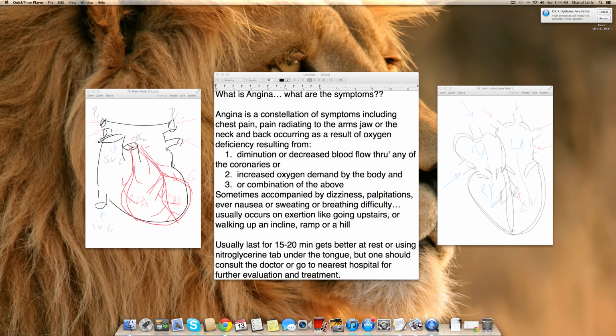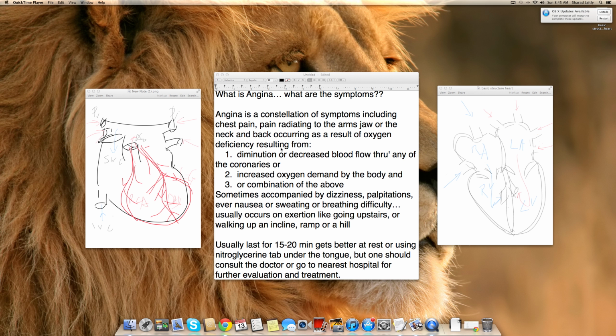So what is angina? Having understood the supply, having understood the left ventricle, let's try and understand what is an angina. Angina is a constellation of symptoms. Symptoms, what are symptoms? Symptoms is like a headache or palpitations or anything that you feel uncomfortable with where you want to go and consult the doctor is a symptom. So angina is a constellation of symptoms, including chest pain, a pain radiating sometimes to the arms or to the jaw or to the neck, and sometimes even to the back behind the shoulders.